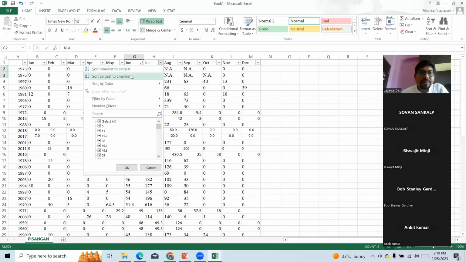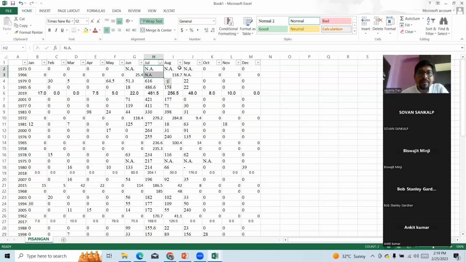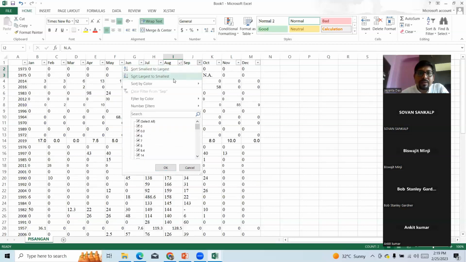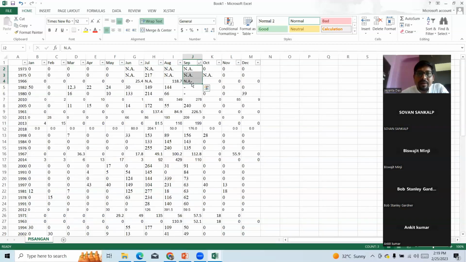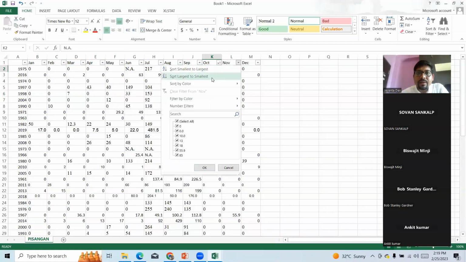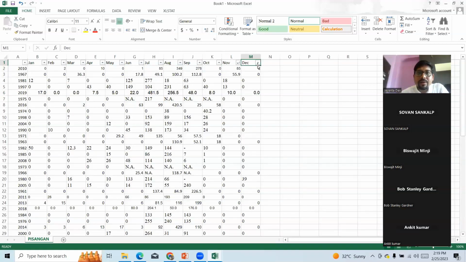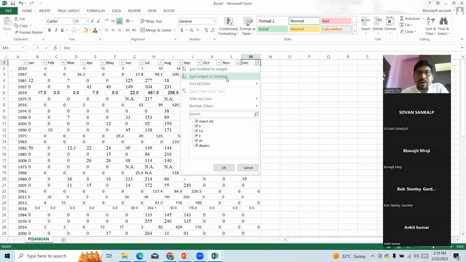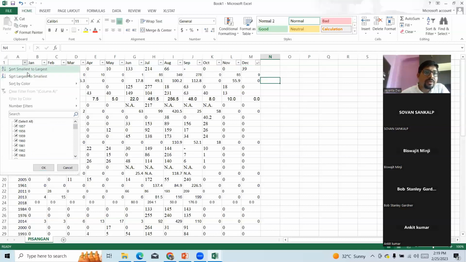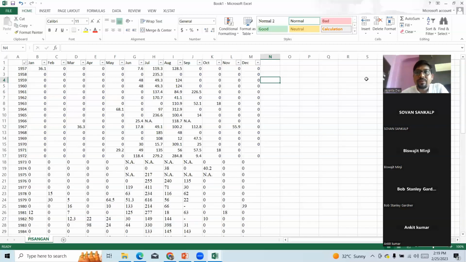Then here, missing data NA. Here, missing data NA. Largest missing data NA. Plus here, see this symbol. This is also missing data, but it's different. Okay. NA, NA. Okay. So what we do now, again, smallest to largest. So 1957 to 2019 filter.